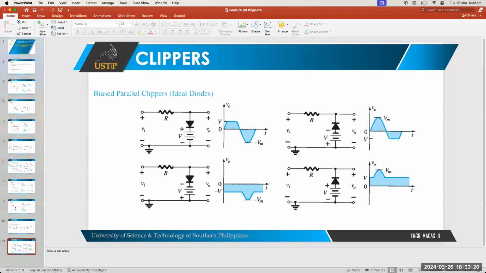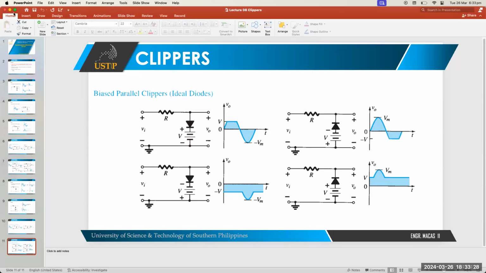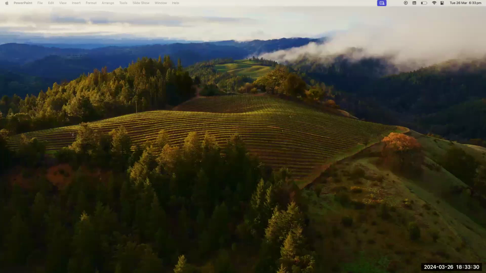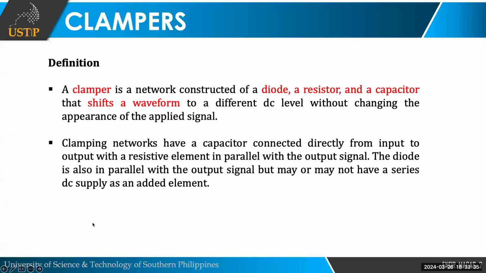Okay, let's go to clumper. Let's go to clumper class. Clumper is a different circuit in the sense that hindi siya clipper, of course. Okay, a clumper class is a network constructed.